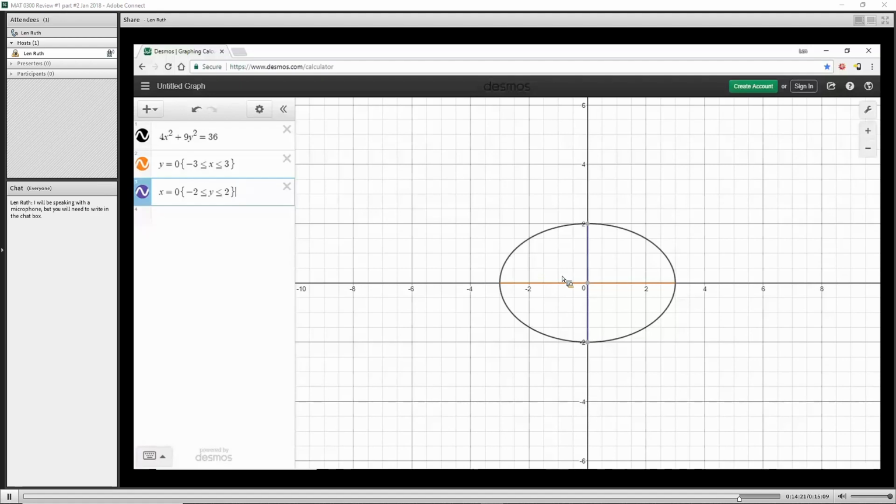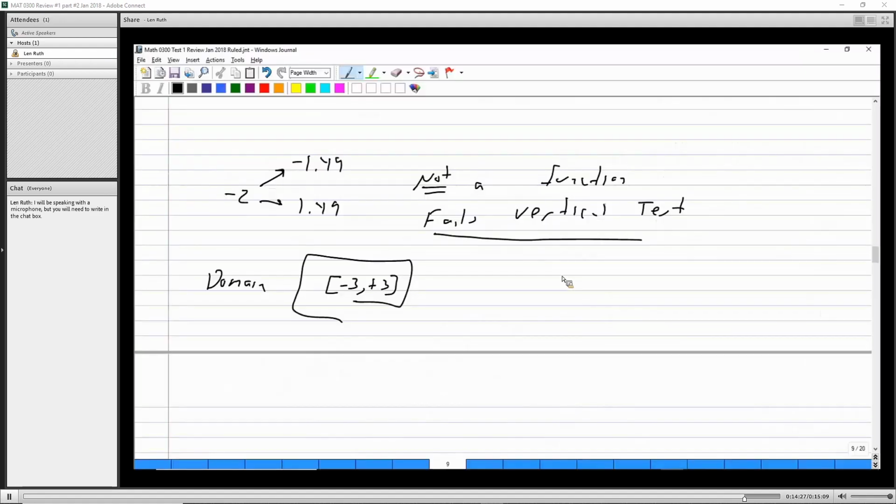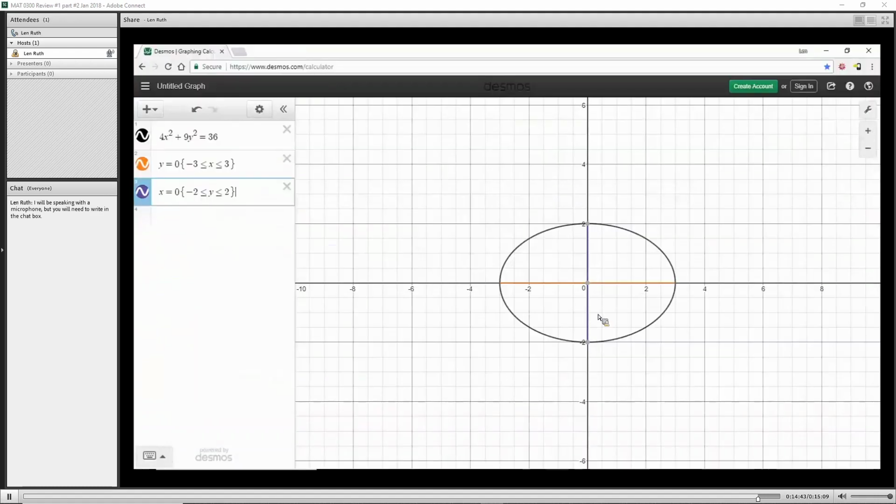So domain is just the shadow on the x-axis. The range is the shadow on the y. So it's the interval from -2 to 2. Again, you can write this in various ways. We're using interval notation. You can also do set notation. So with the picture, you can easily tell if it's a function to see if it passes the vertical line test, which this does not, so it's not a function. And from the picture, you can easily tell what the domain and range is.